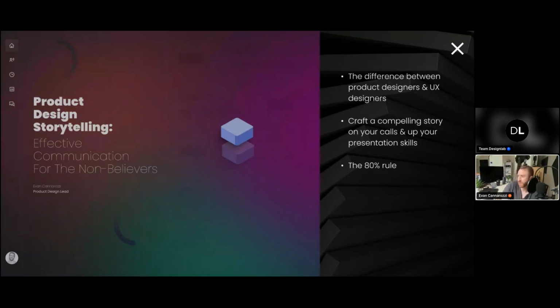And last but not least, we'll be discussing how we define product design and the differences between a product designer and a UX designer, and the fine line between the two. So let's jump into that as my first talking point here.